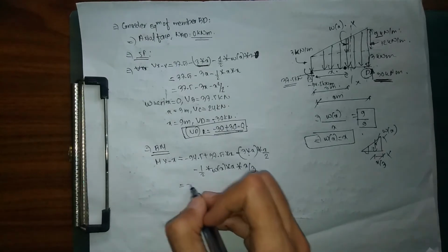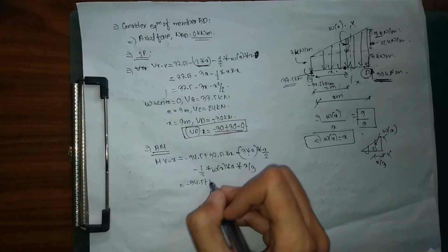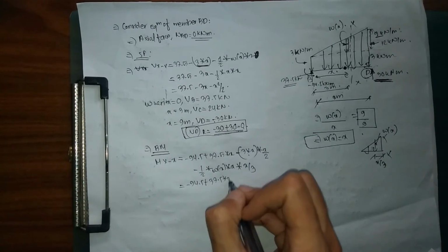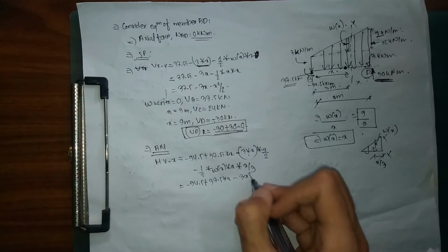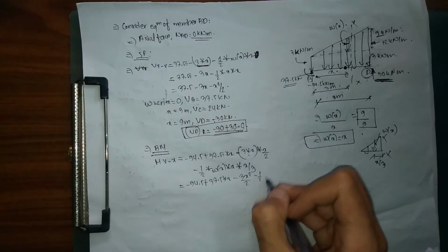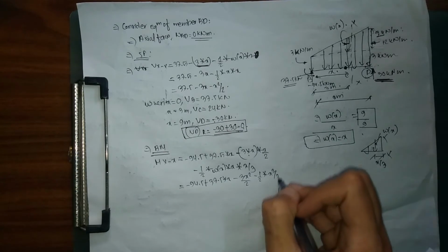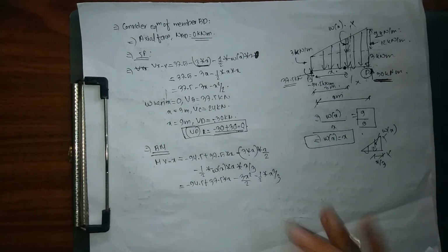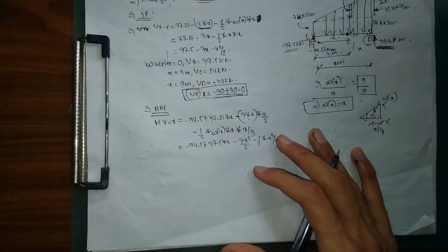So on solving this, I am going to get minus 94.5 plus 37.5 into x minus 3x square by 2 minus 1 by 2 into x cube by 3. This is x, so x cube by 3. So now I'm going to simply put in my values.